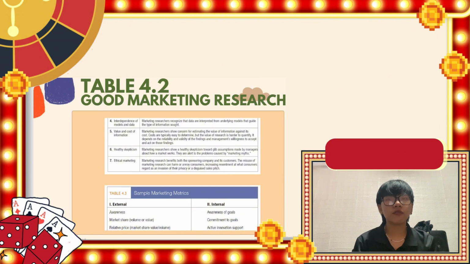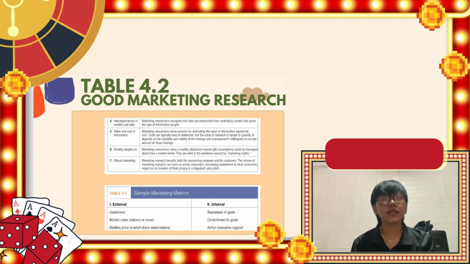Number 5 is value and cost of information. Marketing researchers show concern for estimating the value of information against its cost. Costs are typically easy to determine, but the value of research is harder to quantify. It depends on the reliability and validity of the findings and management's willingness to accept and act on those findings.